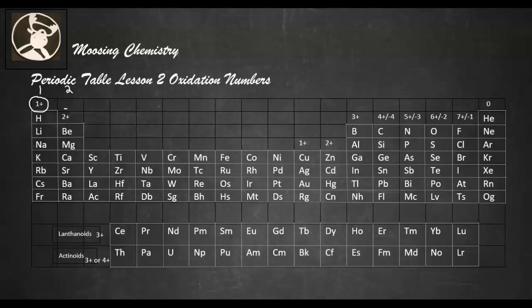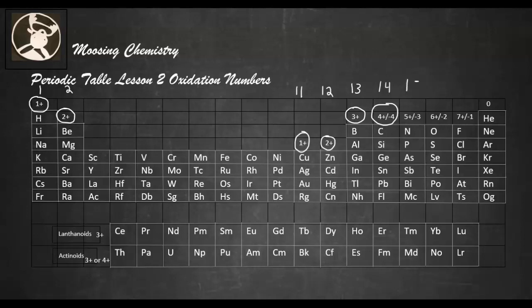Group 2, on the other hand, will give up 2 valence electrons. Group 13 over here will give up 3 valence electrons. Group 12 will give up 2 valence electrons. And group 11, well, they'll give up 1 valence electron. Hey, look at this in group 14. That's carbon's group, right? They will either give up 4 valence electrons or they will take on 4 valence electrons.